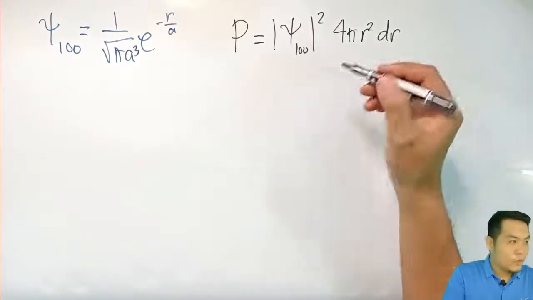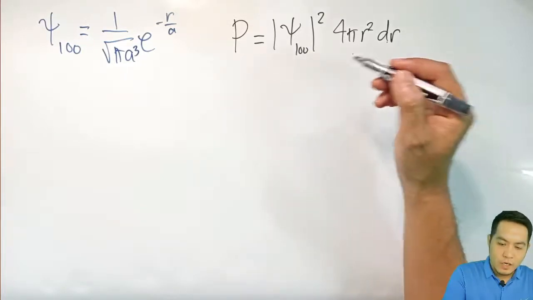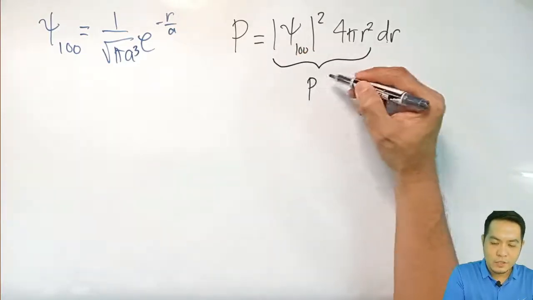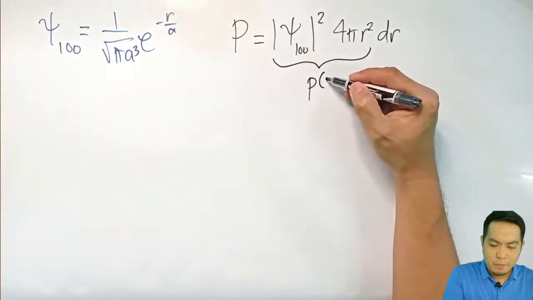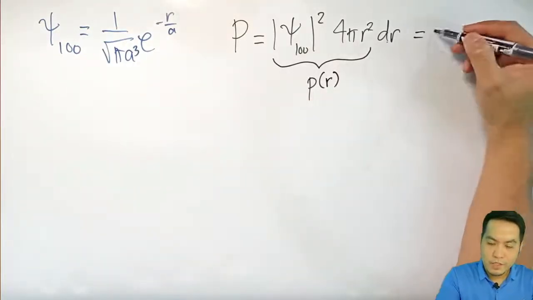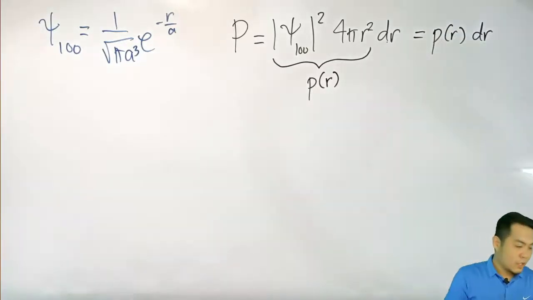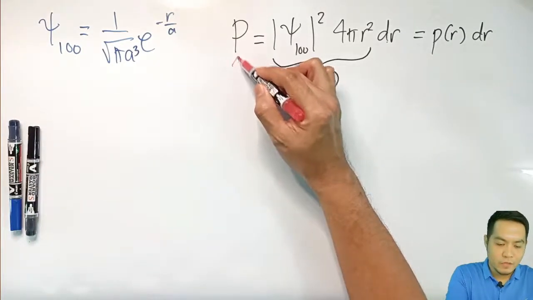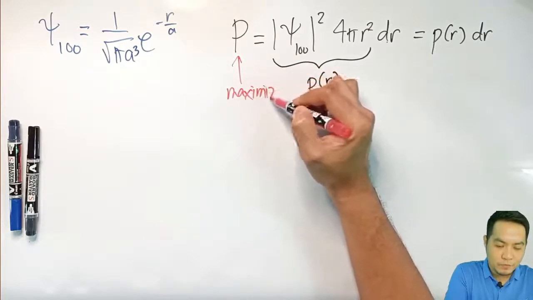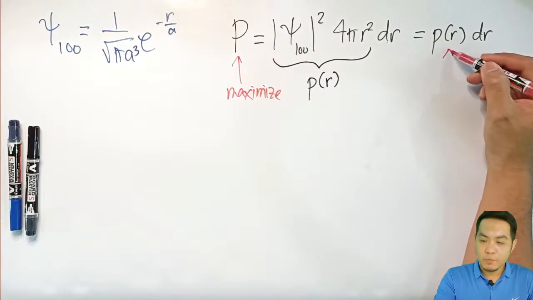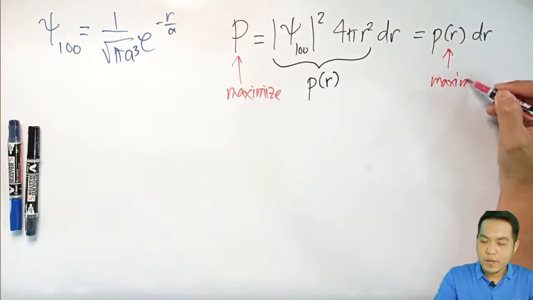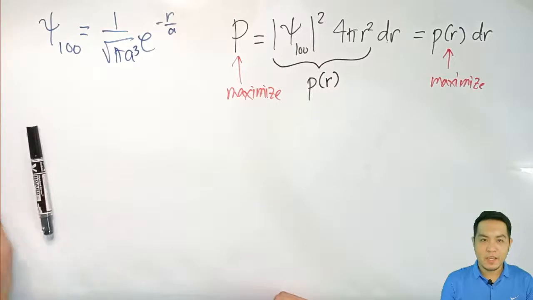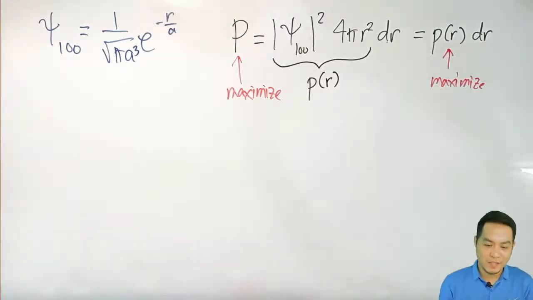You will notice that if you let this term be some probability density function P of r, then this is just P of r dr. So the problem is actually mathematical. We need to maximize P. If we want to maximize P, then we need to maximize P of r. By maximizing P of r, we are maximizing the probability P. So how do you maximize a function? This is just mathematical.